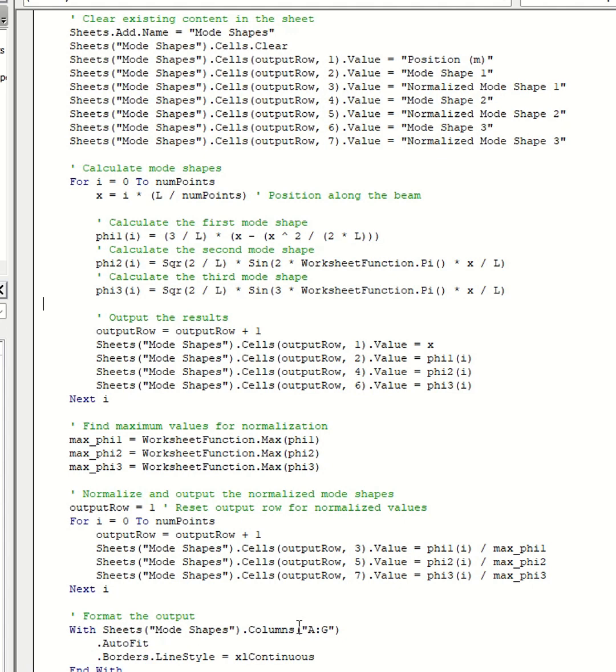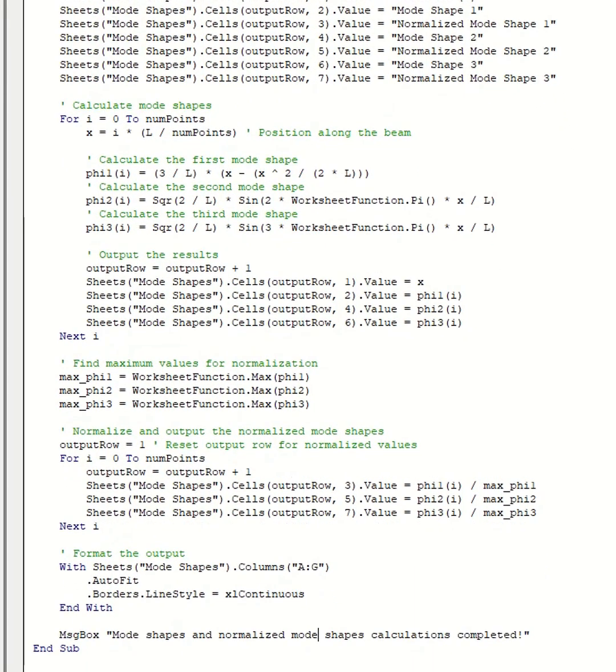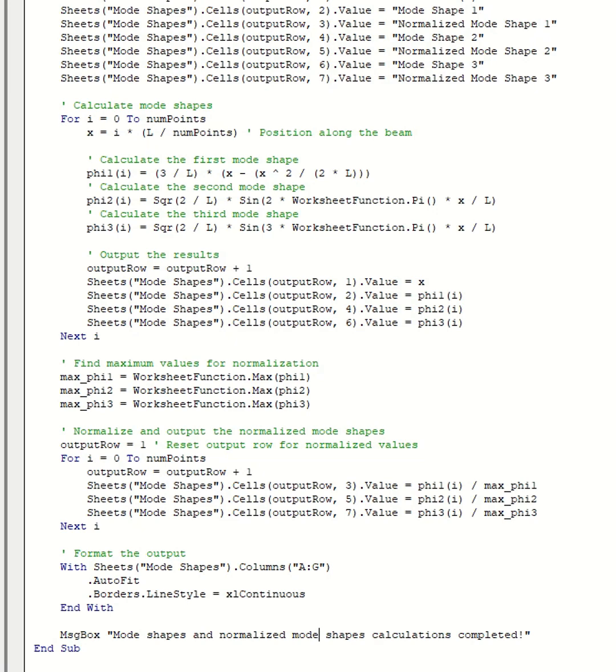That is the mode shapes sheet, columns A to G, it is writing in this format. We are writing all this format of how we have to solve it. The maximum-value normalization of the mode shapes is done.